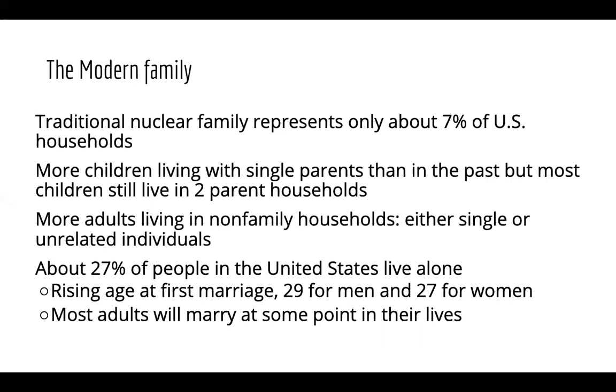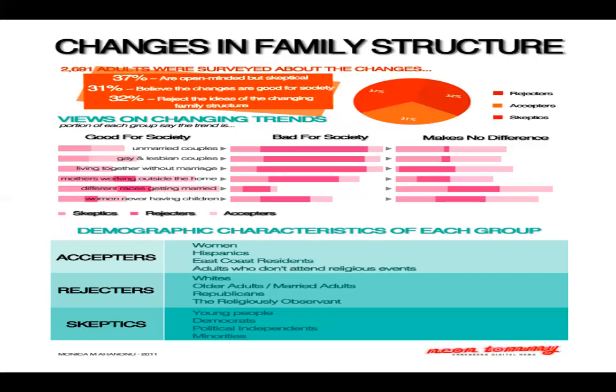There are also more adults living in non-family households, whether that's as a single or in unrelated households, like the roommate situations that we started this video talking about. And so there is this increase of people who are living alone. And part of this is due to the fact that although people still indicate that they would like to marry, they are getting married later in life. And so these changes in the family structure can be met with different kinds of responses.